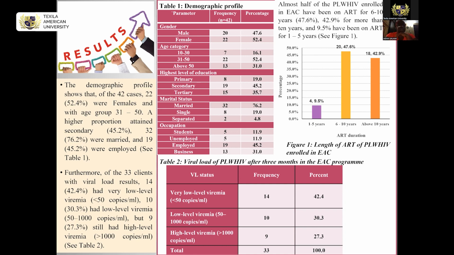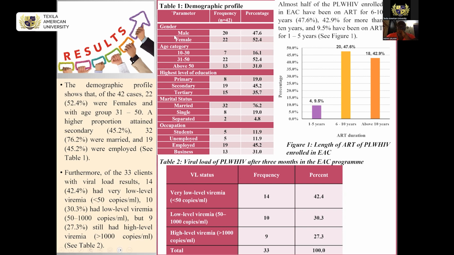So then we also had clients, about 33 clients with viral load results. 14 of them, which is about 42.4%, had very low viral load, that is less than 50 copies per mil, and 10, which is about 30.3%, had low-level viremia, which is between 50 to 1,000 copies per mil. But 9, which is about 27.3%, still had high viremia, which is more than 1,000 copies per mil. So this is the table.